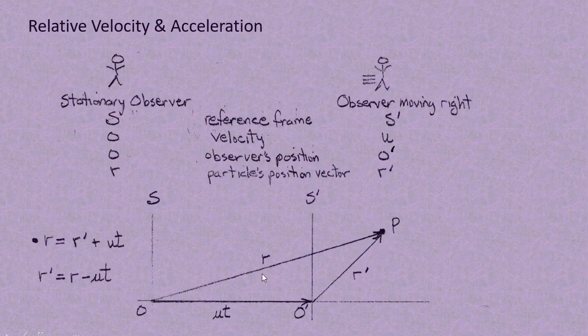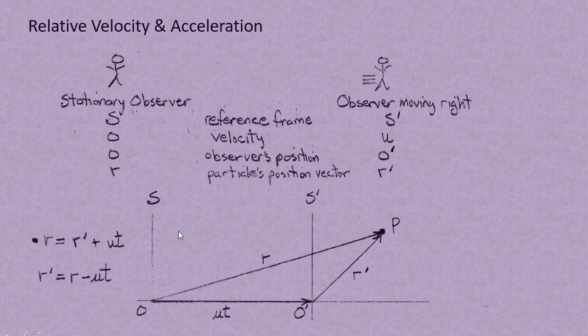Now there's one other important vector quantity, and that's the displacement between the stationary and moving observer, and that vector has a magnitude of u times t. In other words, that's going to be changing because the longer time goes on, the further away the moving observer is from the stationary observer.